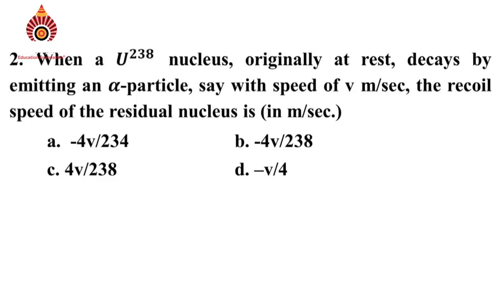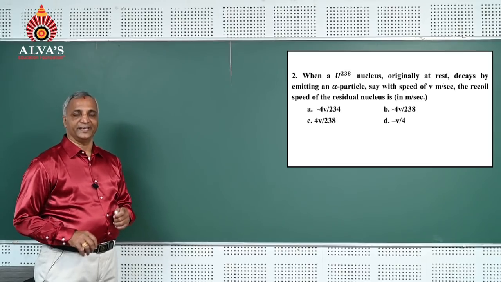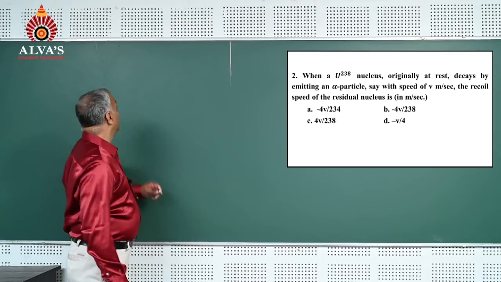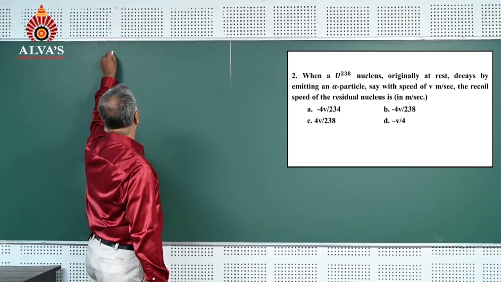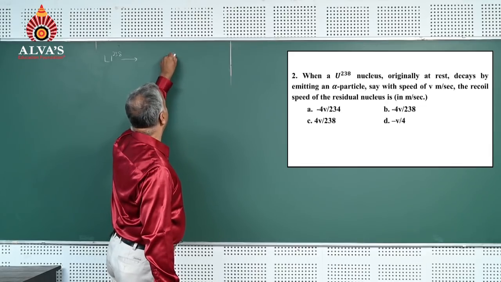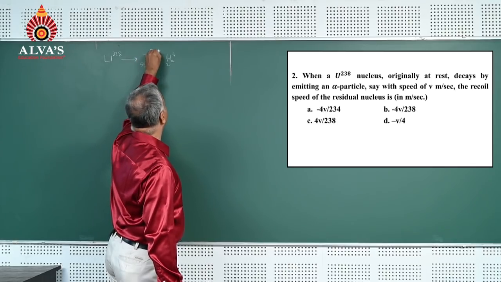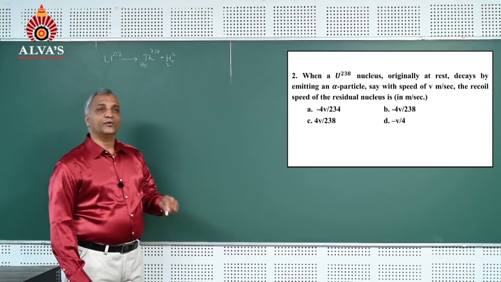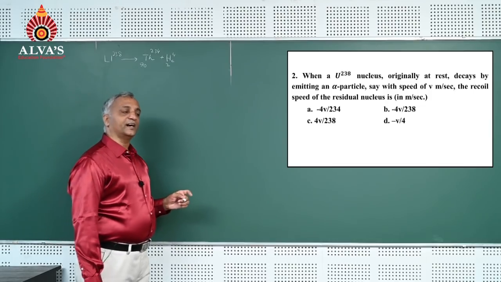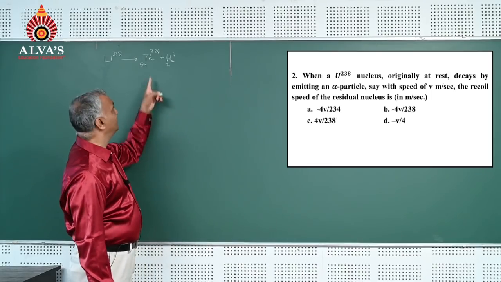When a uranium-238 nucleus, originally at rest, decays by emitting an alpha particle with speed v meter per second, the recoil speed of the residual nucleus is. So we know that when uranium undergoes decay, it will give out a helium nucleus. Along with that, thorium will be given out, thorium-90 and 234. The velocity of the alpha particle is given as v, and I want to find out the speed of the residual nucleus.